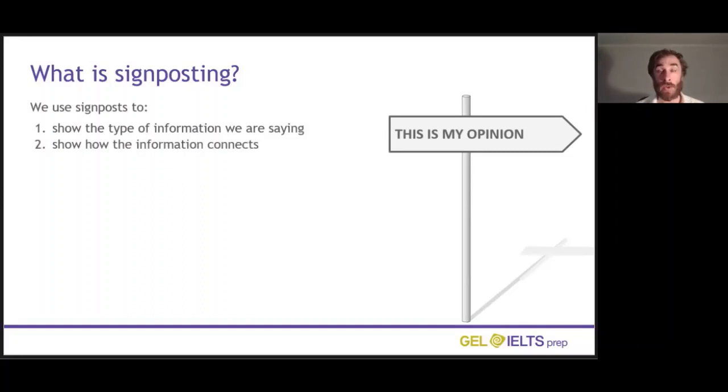It can show the listener how the information we are saying connects to previous information. So whether it is in contrast, or whether it is similar, or whether it extends the same point. We can also use signposting to organize and sequence our ideas, especially when we tell stories. We use expressions like after that, in the end, or before that to show the order in time.